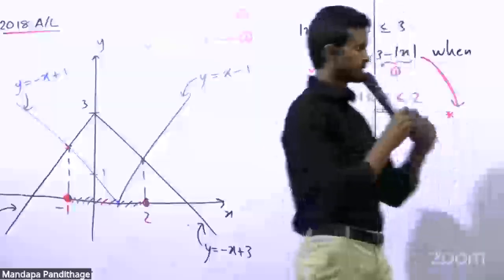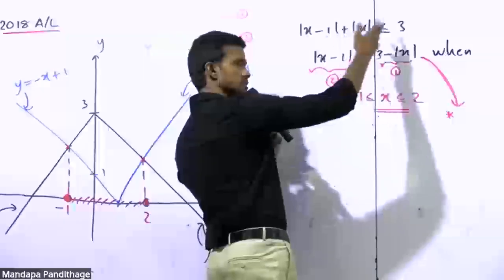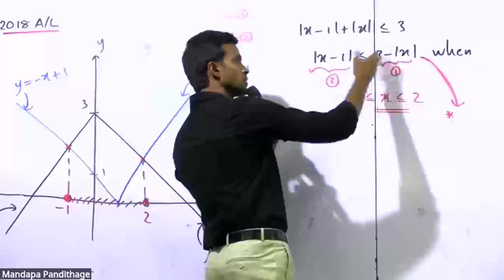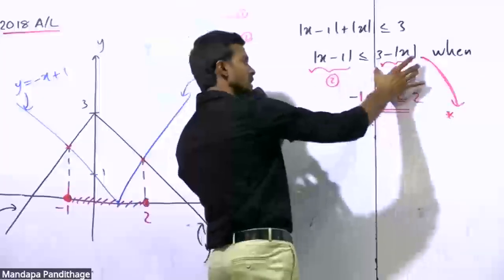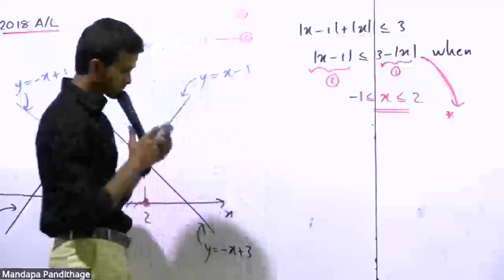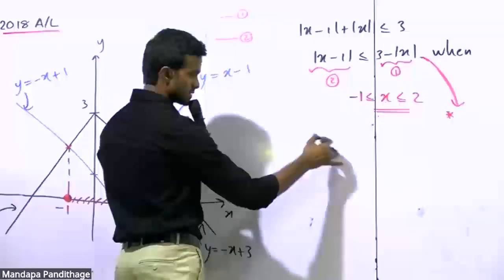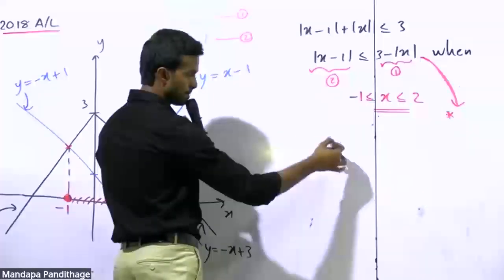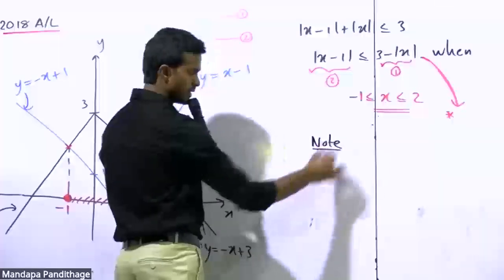So what did I mention? That you need to rearrange this such that the two modulus functions that you have sketched are in the two sides of the inequality. So here we have modulus x minus 1. Here we have 3 minus modulus x. And then towards the right hand side, just write this one. Towards the right hand side of the book, put a small note.